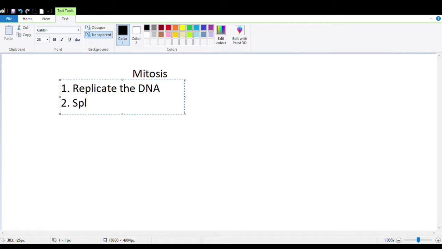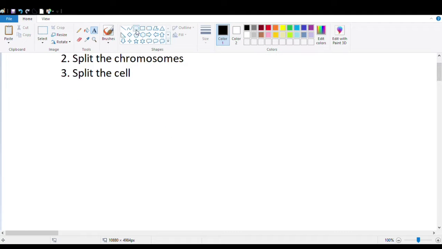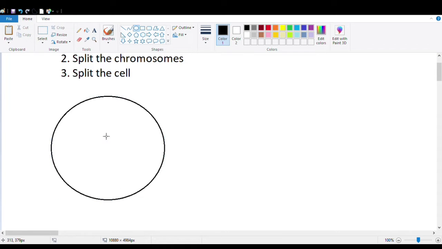Number 2, we've got to split those chromosomes. And then number 3, finally, we've got to split the cell. We've got to go from 1 cell to 2 cells. So now we're going to draw this out real quick.